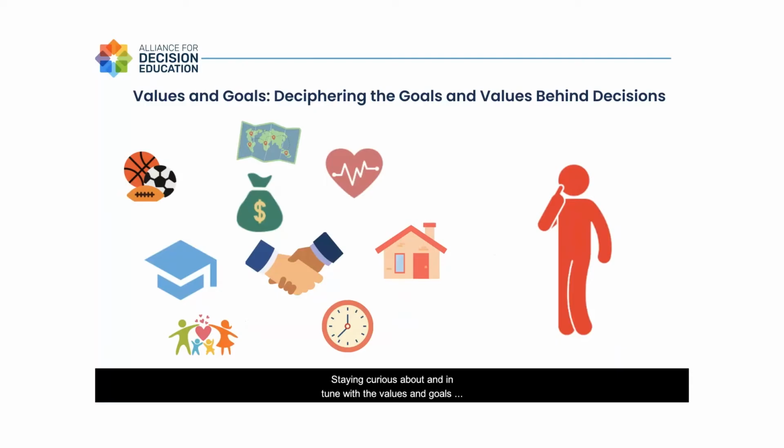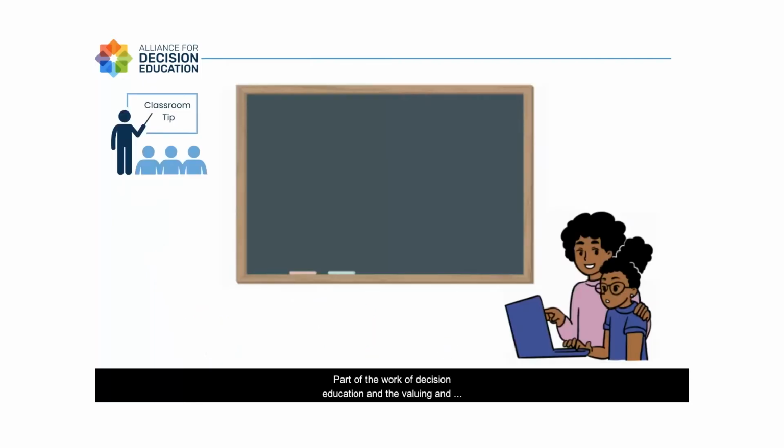Staying curious about and in tune with the values and goals that drive our decisions requires a sense of agency and practice with self-regulation and self-awareness. And while the ultimate goal is to have stable and well-ordered values, and to act in accordance with them, this isn't something that comes naturally to people. Part of the work of decision education, and the valuing and applying rationality domain in particular, is to help students develop the metacognitive skills to recognize or investigate what they care about, and to update both what they value and the weight and order they give their preferences.